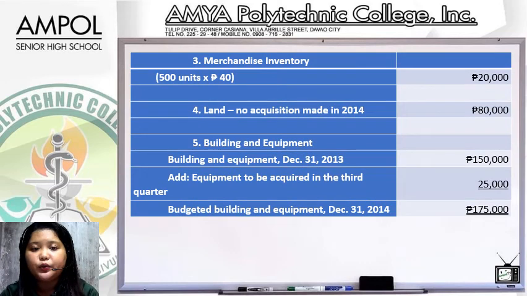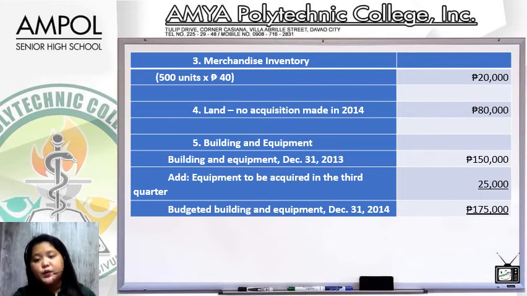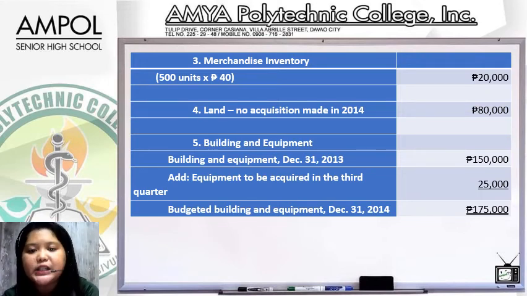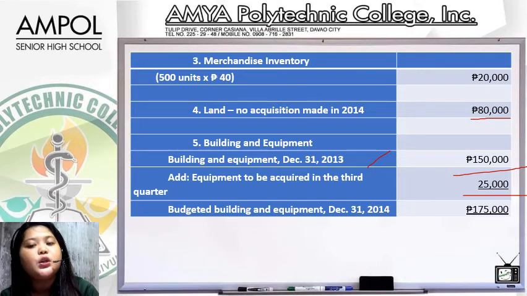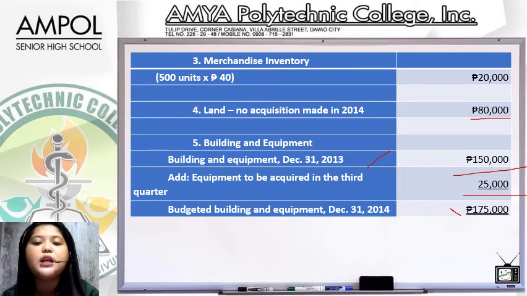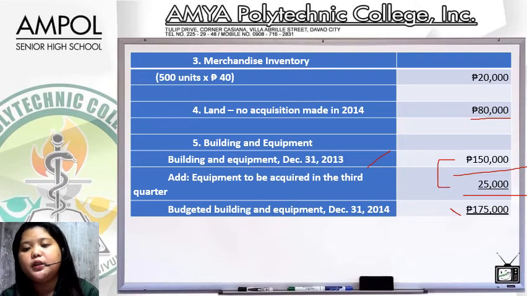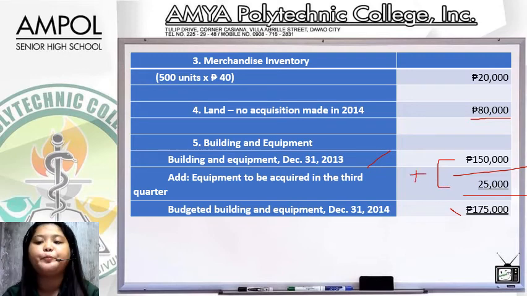So, merchandise inventory. The 500 units multiplied by 40 pesos is 20,000. For land, no acquisition was made in 2014, so it's 80,000. And then the building and equipment as of December 31, 2013 is 150,000. So the additional equipment to be acquired in the third quarter is 25,000. So the budgeted building and equipment as of December 31, 2014 is 175,000, the total of building and equipment and the additional equipment to be acquired.